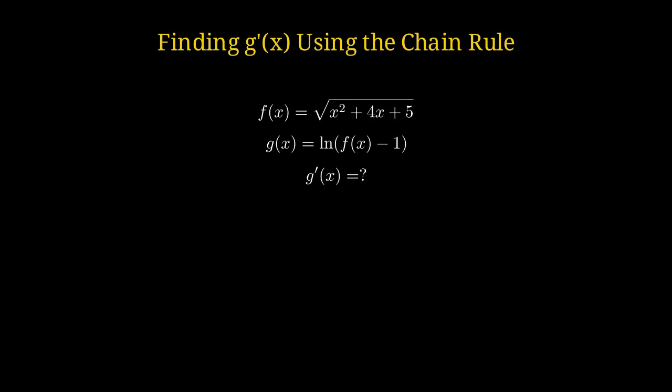Let's find the derivative of g of x using the chain rule and logarithmic differentiation. We're given f of x equals the square root of x squared plus 4x plus 5, and g of x equals natural log of f of x minus 1. Our goal is to find g prime of x.